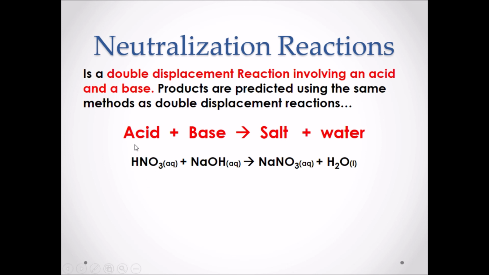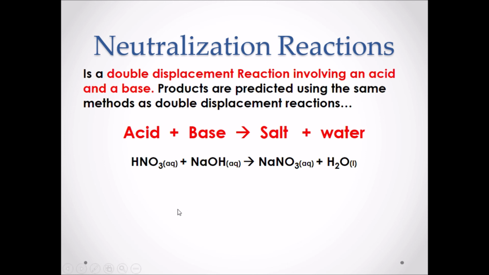The general equation for a neutralization reaction is the following. An acid plus a base forms an ionic compound, also known as a salt, plus water. If we look at the chemical reaction below, we are seeing an acid, HNO3, plus a base, NaOH, is forming an ionic compound, NaNO3, and water.